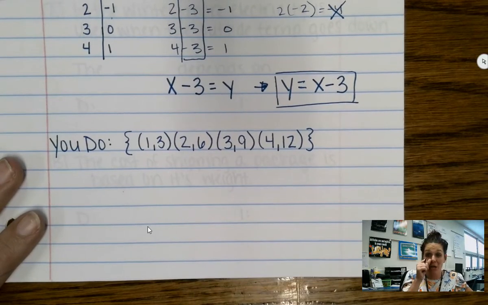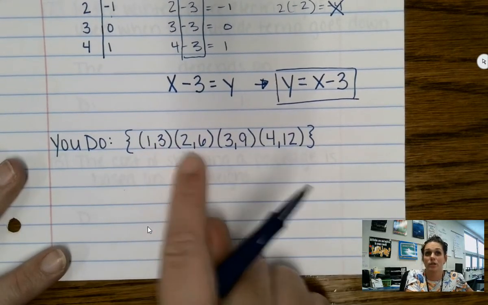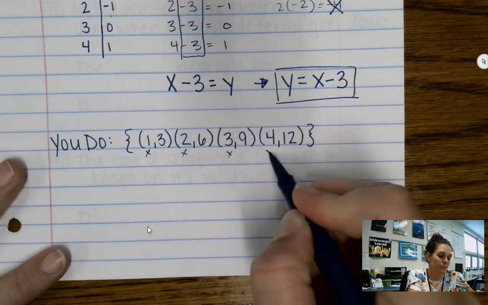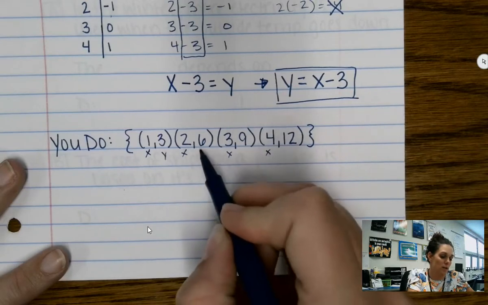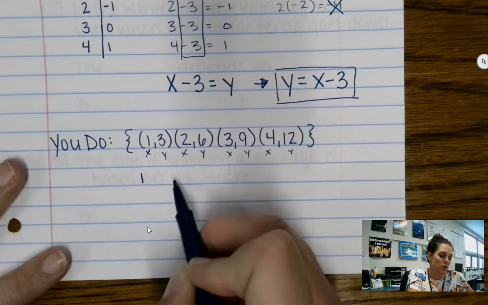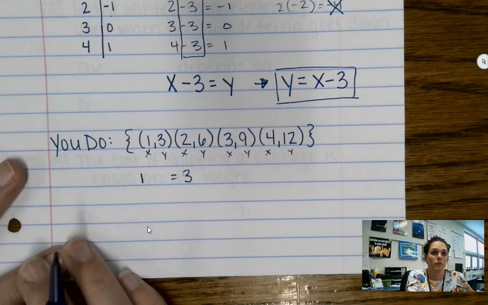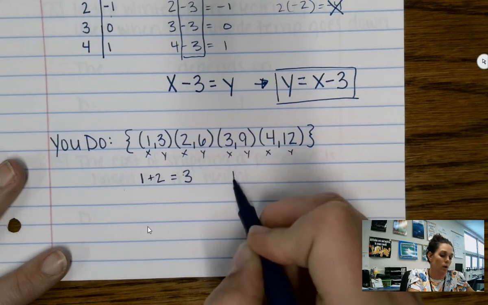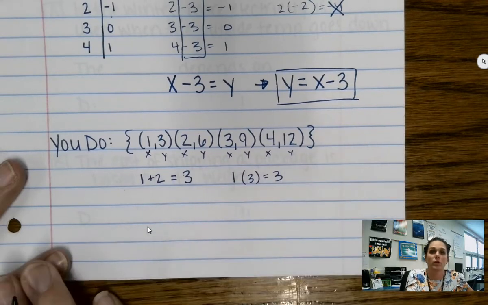All right, so you could have made this in a table and said 1, 2, 3, and 4 are all of your x's, and 3, 6, 9, and 12 are all of your y's. So again, the question is, what is happening to x to create y? Well, I can say that I'm adding 2, or I could have said I'm multiplying by 3. Both of those would work.